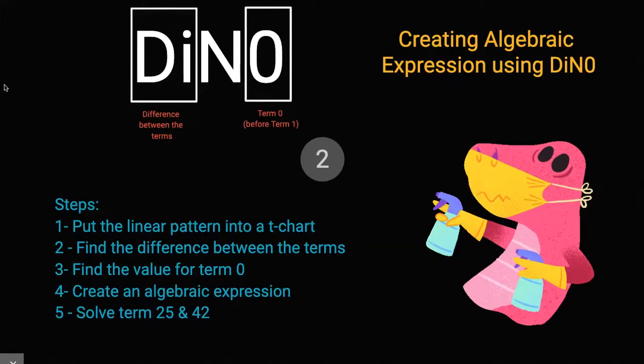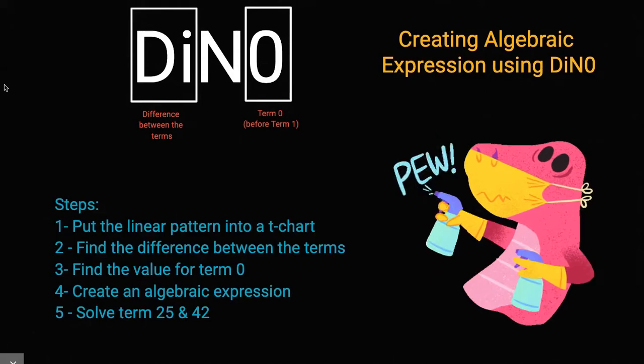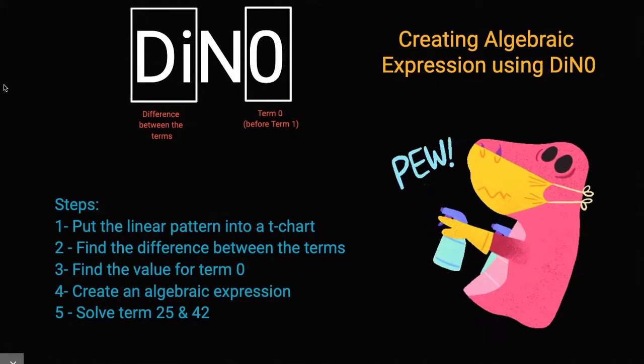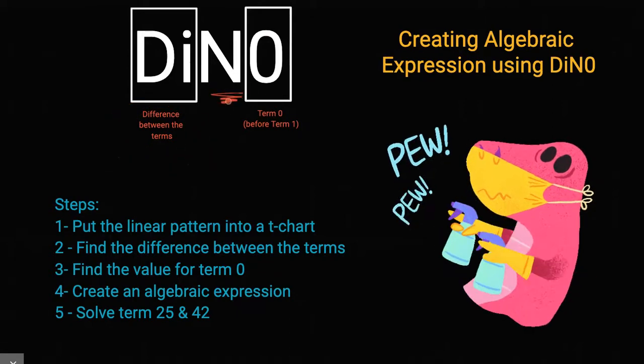Hi everyone. So in this video, we're going to be learning how to create algebraic expressions using DiN0. DiN0 is a great tool. He's a dinosaur that's going to help us build algebraic expressions because his name is an acronym. The DI in DiN0 stands for the difference between the terms. And then the N is the variable that we'll be using.